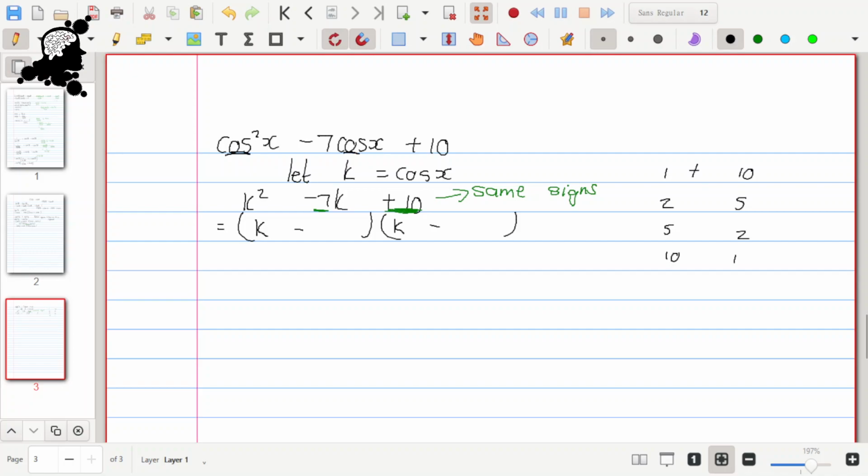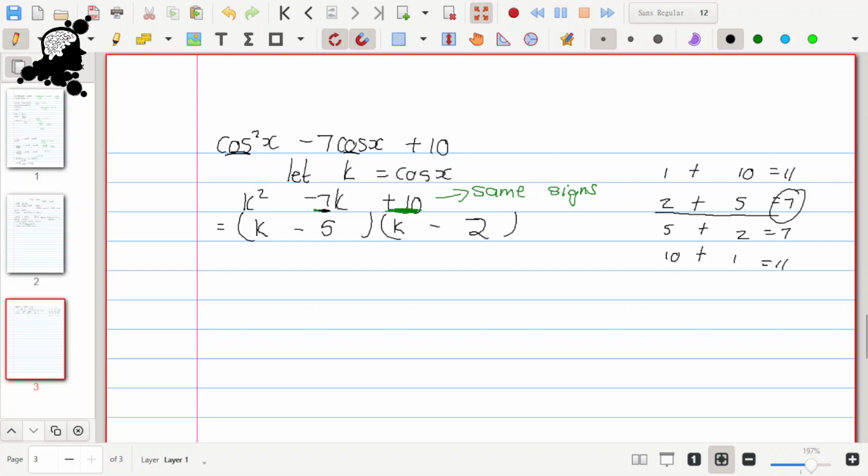Now, I'm going to have to add each of these terms and see which one gives me the middle term in our expression. So, 1 plus 10 is 11, 2 plus 5 is 7, 5 plus 2 is 7, 10 plus 1 is 11. Now, notice we've got 2 7s and 2 11s, but this is important, especially if it happens that the signs inside the bracket are not the same. I'm going to use this. 2 plus 5 gives me 7. 7 is the coefficient of the middle term. So I'm going to put minus 5 and minus 2 there.